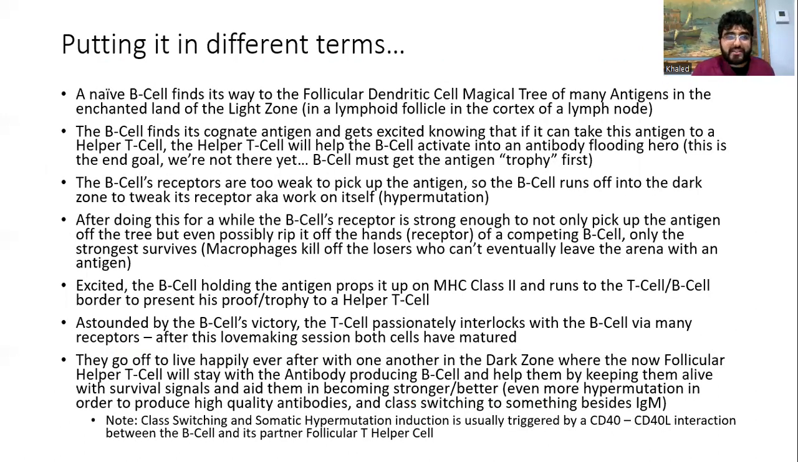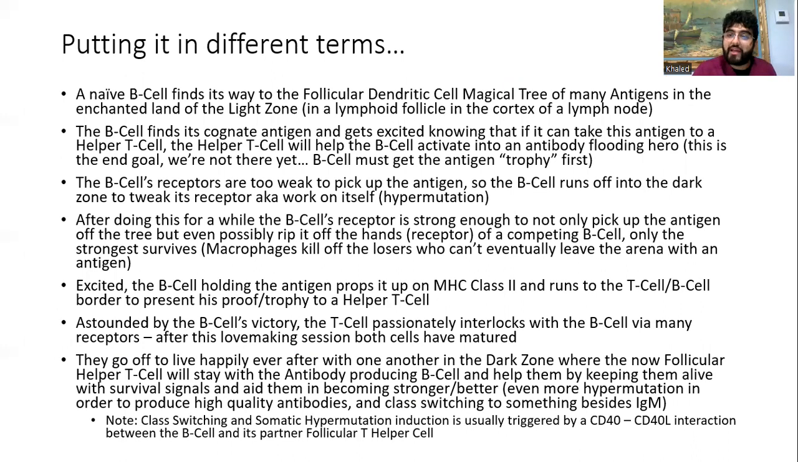So this is it put in different terms. I invite you to take a look at this, but I'll just basically go over the schema again. I mean, we can go very briefly from the beginning. A B cell is going to enter via the high endothelial venules. It will go over to the cortex B cell area. It'll go to follicular dendritic cells in the light zone. It will find its antigen, and it will try to capture that antigen and present it.